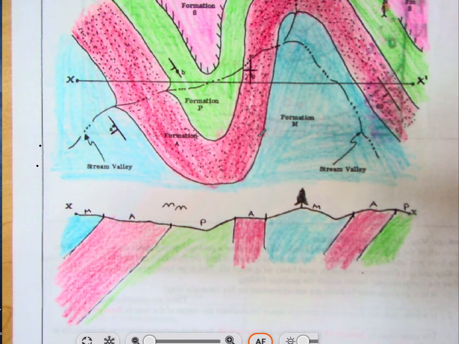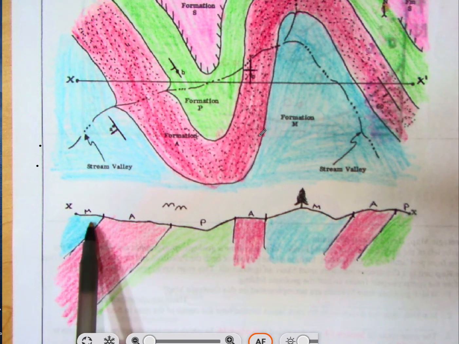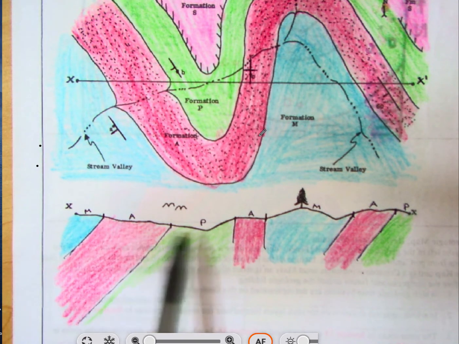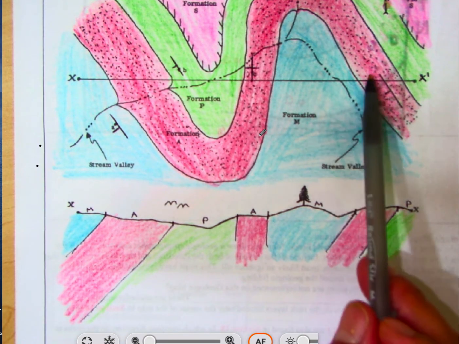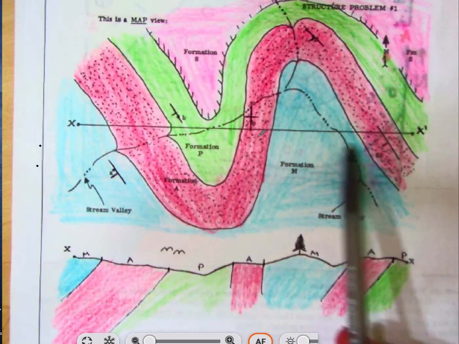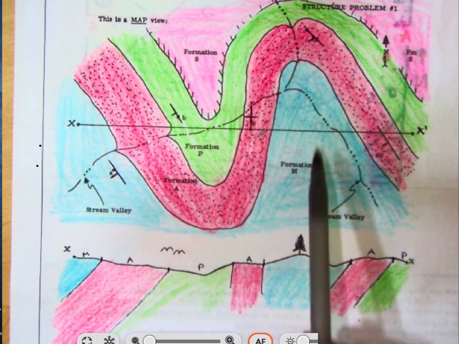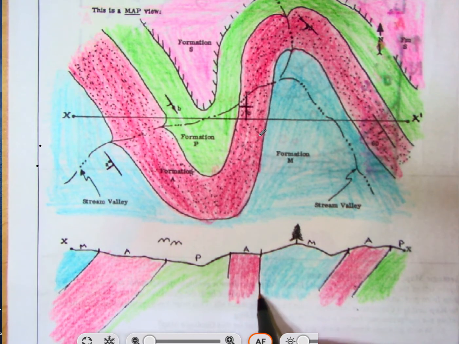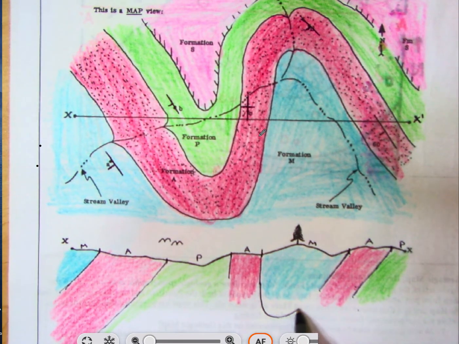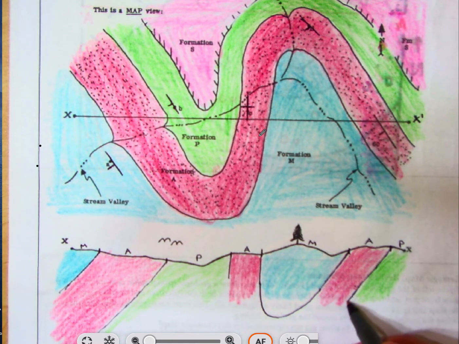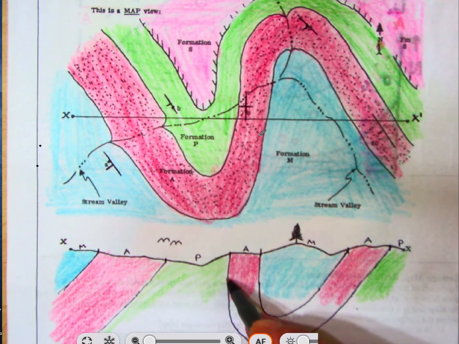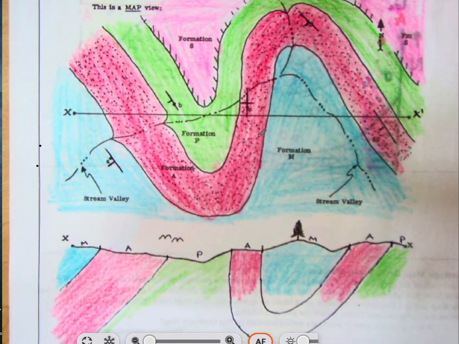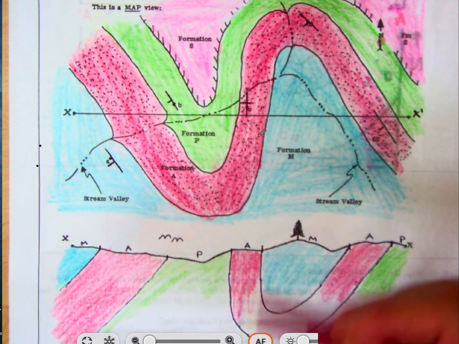Now I've added some color to my structure section. I've also labeled formation M, A, P, A, M, and A. And what this appears to be, because all the strike and dips are going toward the middle here, this must be a syncline right here. So I'm going to show that this is a syncline, something like this. I'm going to try to keep formation A here a uniform thickness, right? And then I can finish off the coloring for formation A.